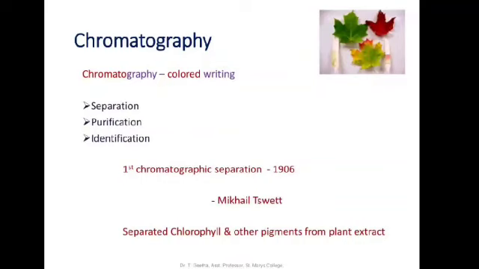This technique was developed by Mikhail Svet, a Russian botanist who was interested in separating chlorophyll and other pigments from plant extracts. He poured leaf extract samples in petroleum ether and allowed it to pass through a column of calcium carbonate. On continuous addition of ether, various pigments were separated in a series of differently colored and easily distinguishable zones. This was the beginning of chromatography.